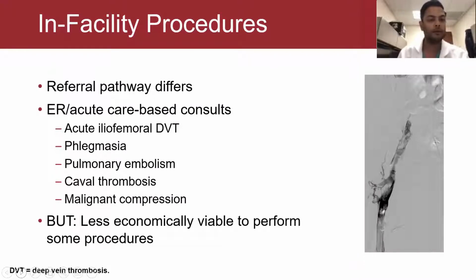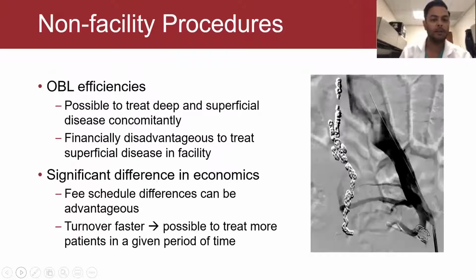But performing some of these procedures, particularly more simple procedures, may be less economically viable in the facility setting, simply due to the differences within the Medicare and Medicaid, the CMS fee structure. And that's where we may be able to leverage OBL efficiency. You can potentially treat deep and superficial disease concomitantly in a non-facility setting, whereas treating superficial disease within the hospital may not be financially advantageous. And Dr. Kaleri and others can speak to that at length.